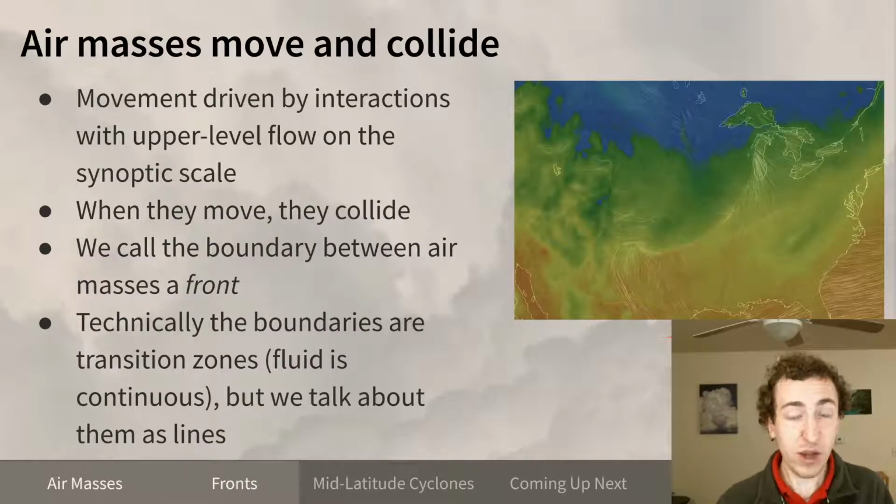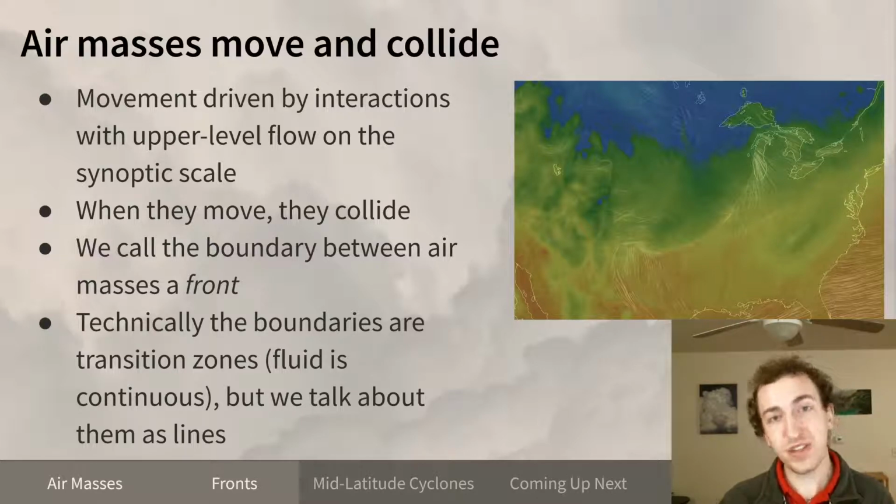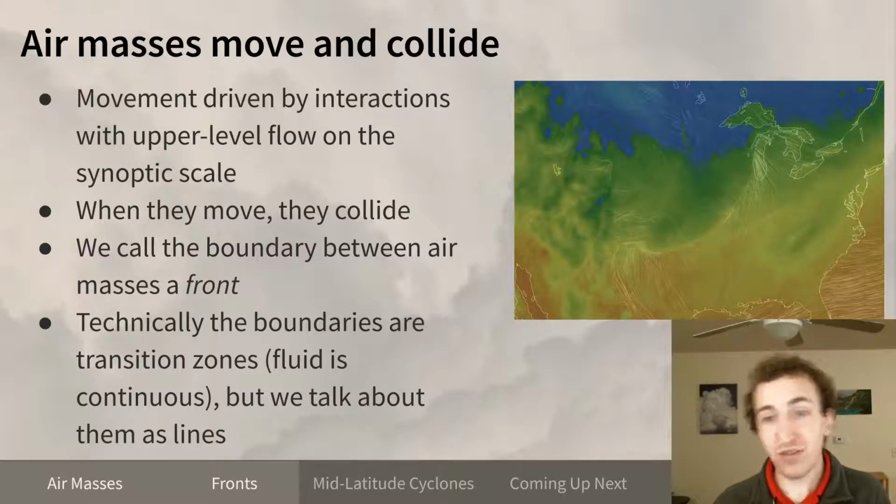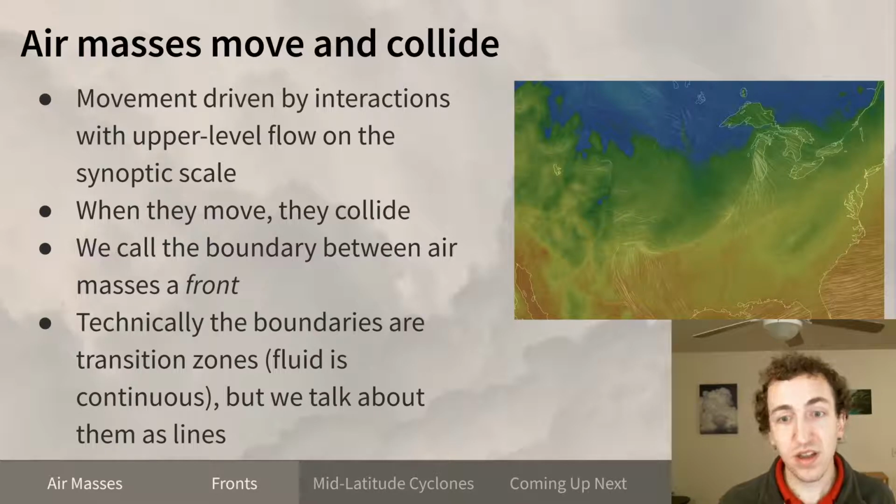So again, air masses are interesting, not just because they are a useful tool for describing large bodies of air, but because they move around. So this movement is driven by interactions on the synoptic scale, typically with upper level flow, talking about the wave patterns from last time. But when these air masses move around, they collide with each other. And the boundaries between those colliding air masses are what we call fronts. Now, fronts are a very key concept in meteorology, and they'll show up a lot as we talk about different phenomena.